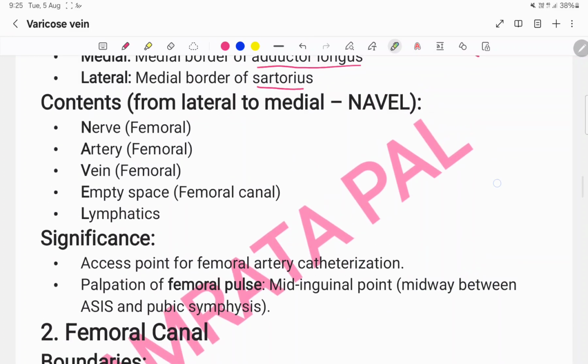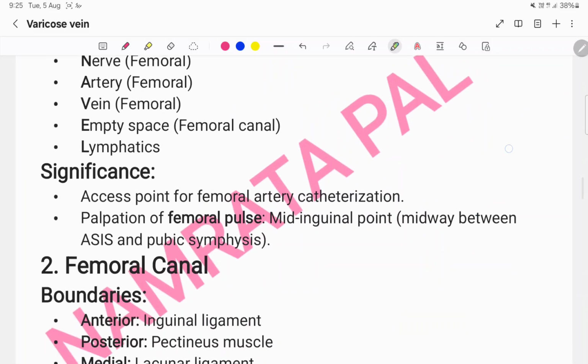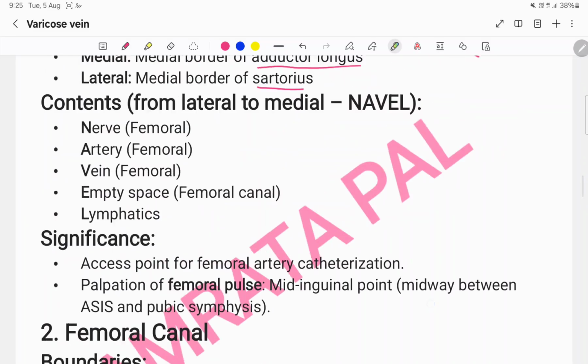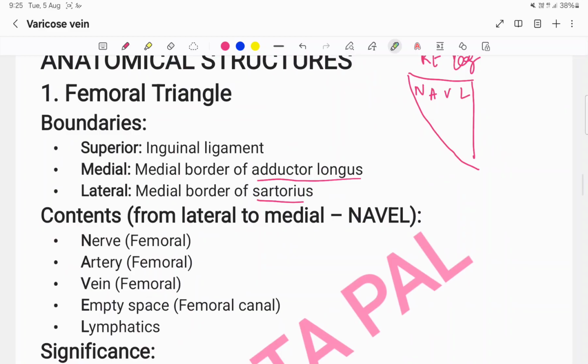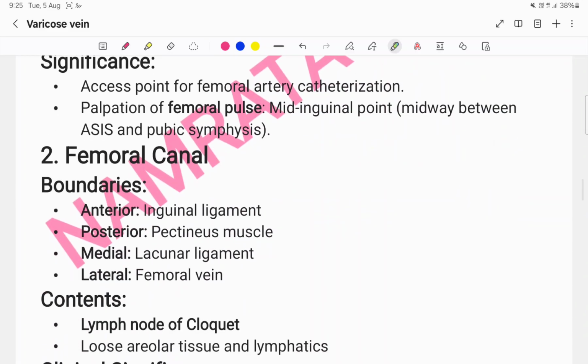In the previous case, we have already discussed that the sequence is from lateral to medial: nerve, artery, vein and lymph node. So here is the vein, here is the femoral canal, and lateral to it is the femoral vein. It lies on the pectineus muscle and medially the lacunar ligament is present.